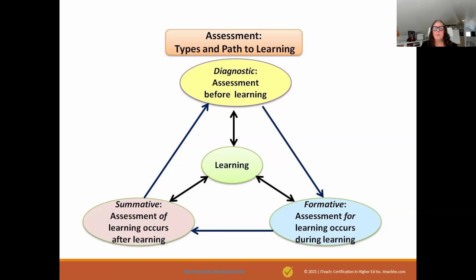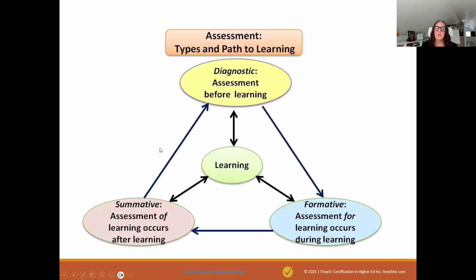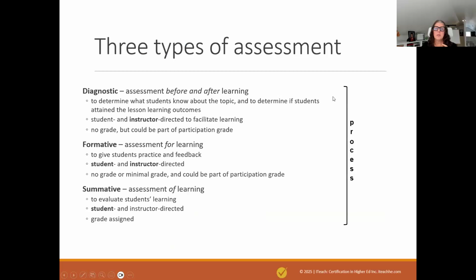So this diagram nicely brings up the three different types of assessment. We have our diagnostic, which is assessment before learning, but it can also be after learning a bit. I'll talk about that. We have our formative, so assessment for learning. That's where you have practice and giving feedback. And then you have the summative, where they're actually getting a grade.